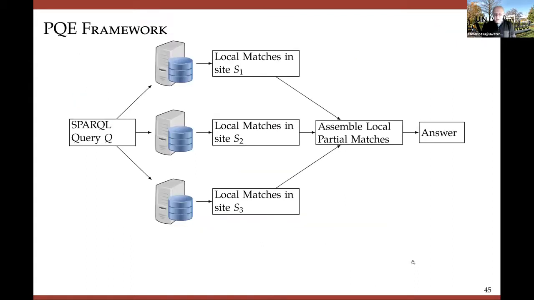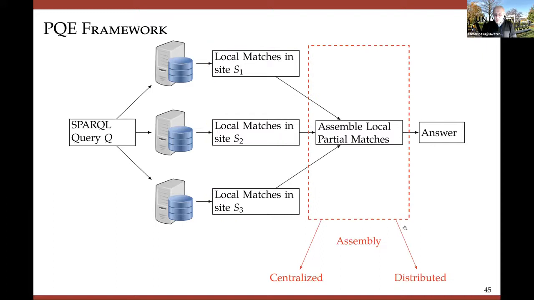And the setup is what you would expect. A bunch of machines over which data is distributed. We do local evaluation on these machines, and then we do an assembly phase, which can be either centralized, where we send the results back to where the query originated from and assemble there, or we do distributed join processing.